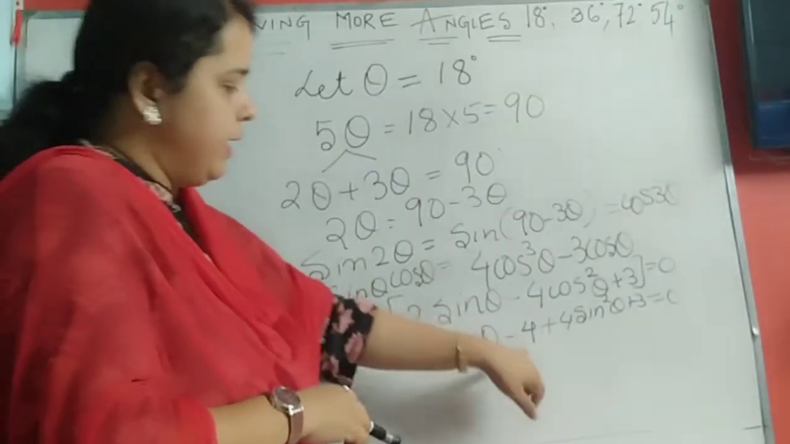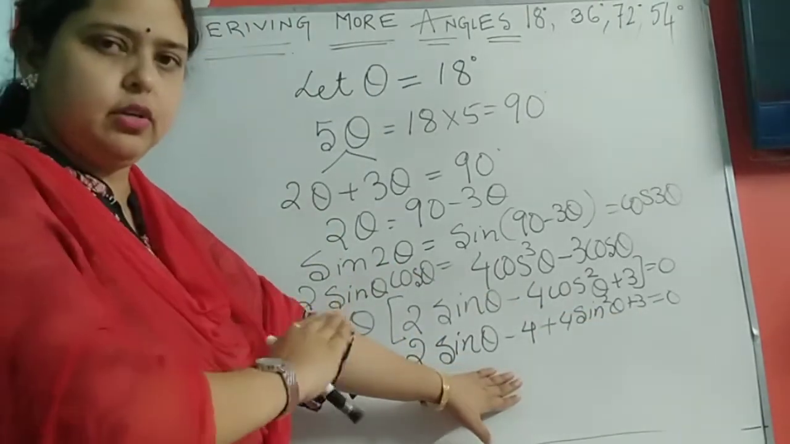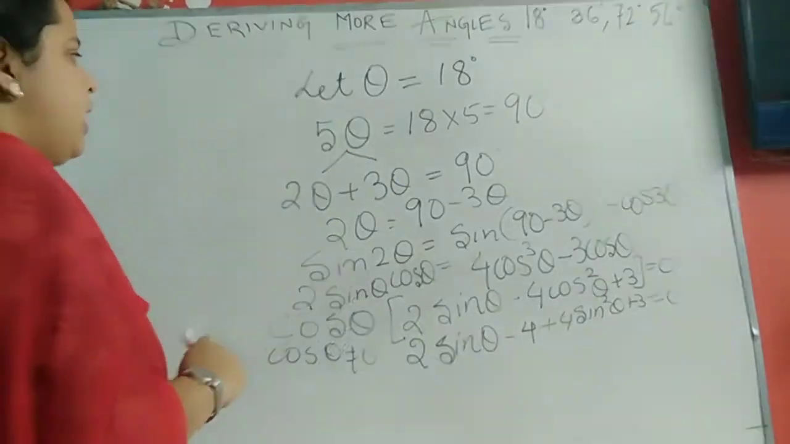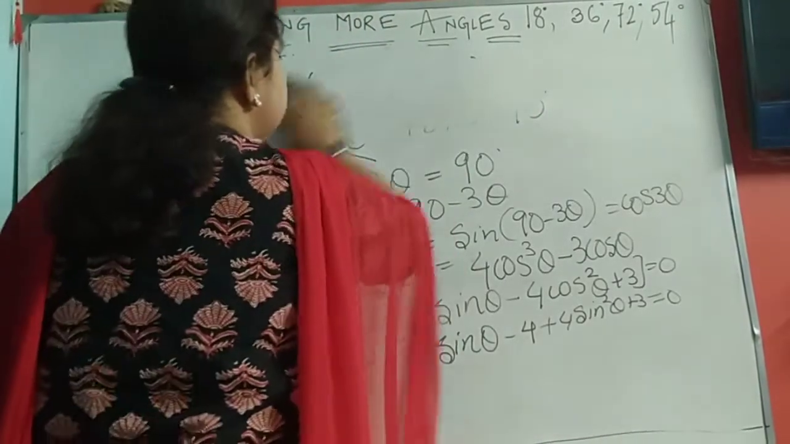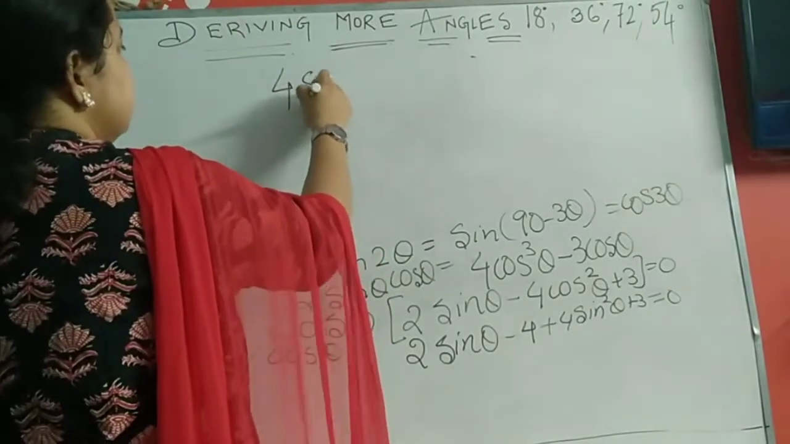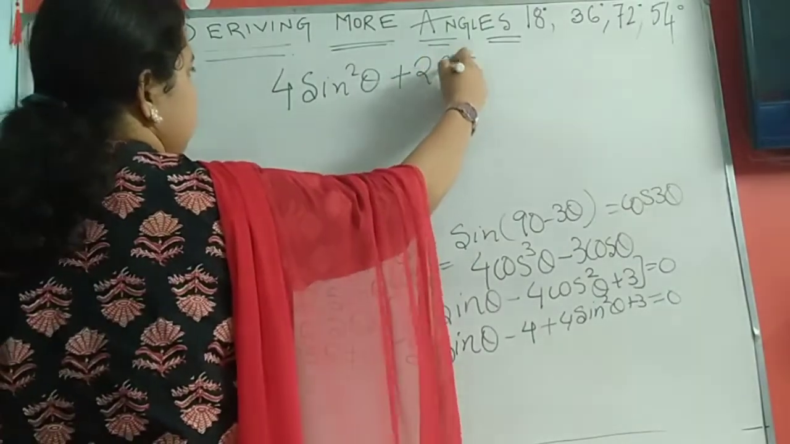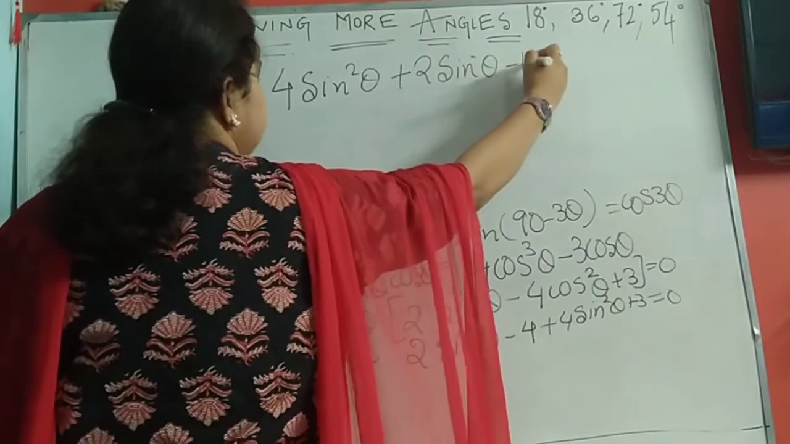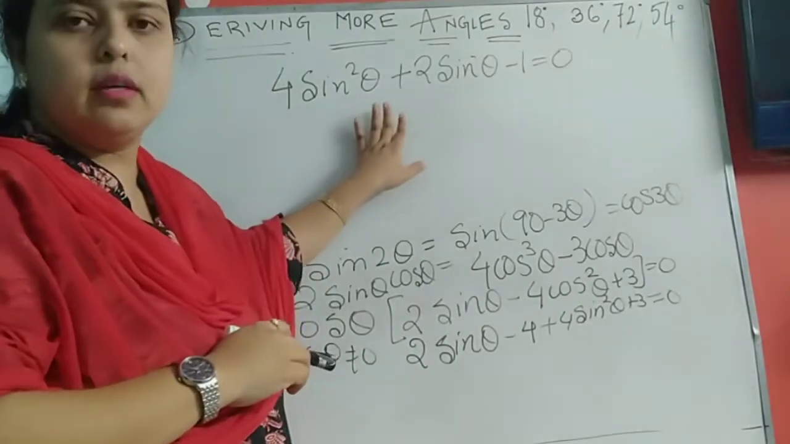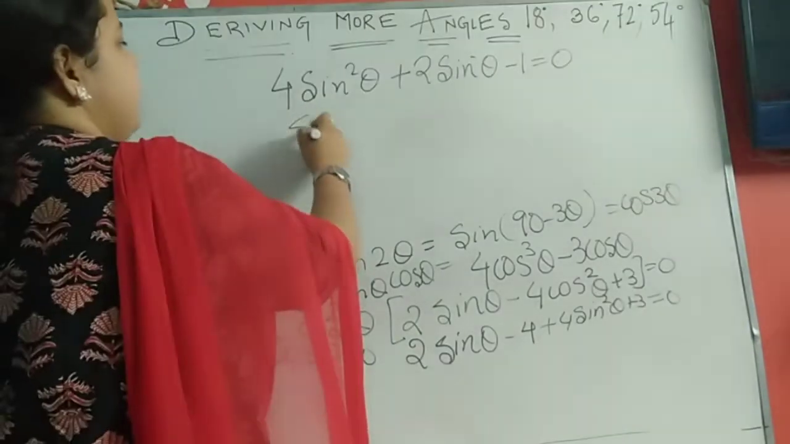Okay, so minus 4 plus 3, it is minus 1, and I'm going to write this particular quadratic polynomial in sine theta here. Okay, up to this I hope it is clear, so I'm erasing this one. See here, this is 4 sine square theta, 2 sine theta, minus 1 is equal to 0. See, so this is a quadratic equation in terms of sine. Here the variable is sine.